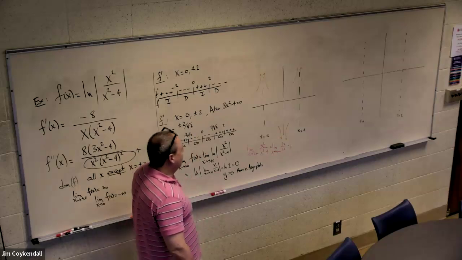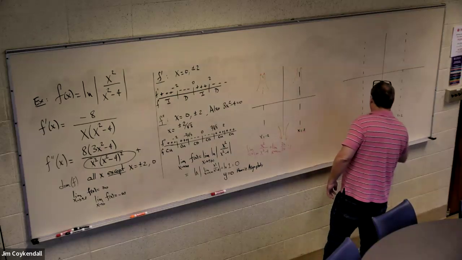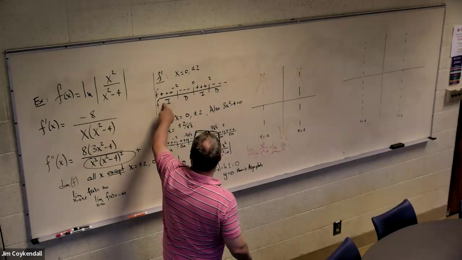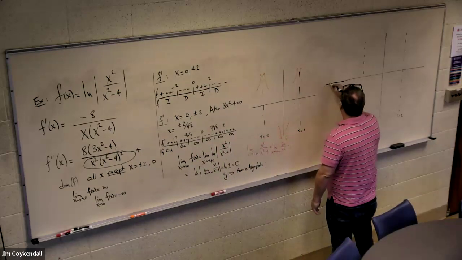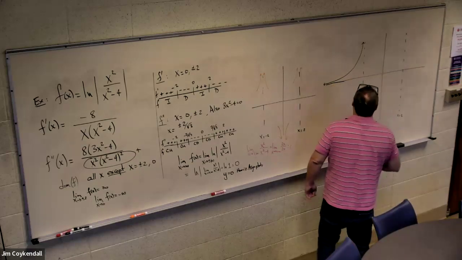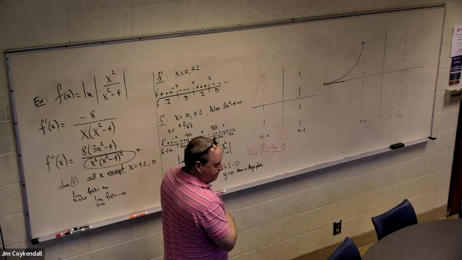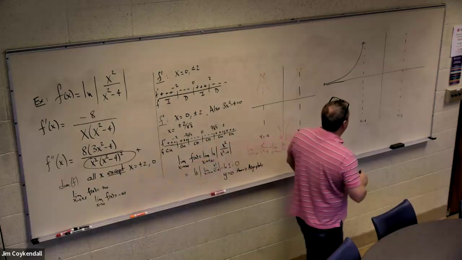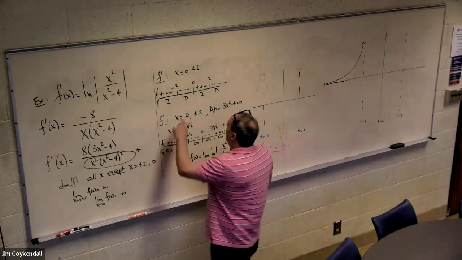So let me do this. Okay, let's break this down. What happens to this thing on the left side of -2? Always increasing. And it's got the x-axis as a horizontal asymptote. So something like this. Now, what happens between -2 and 0? What happens in between these two asymptotes? Always decreasing.